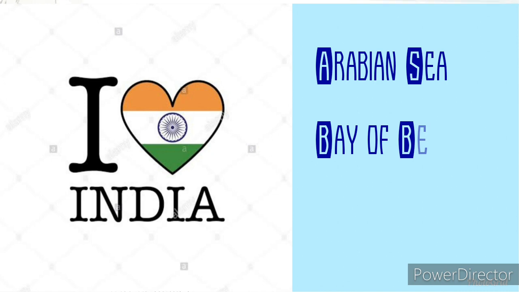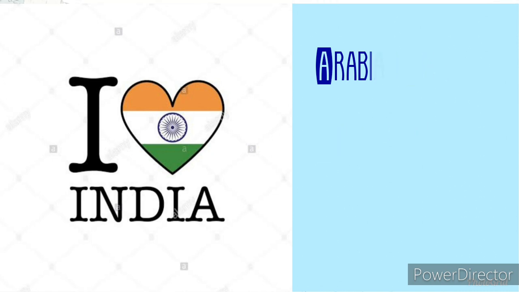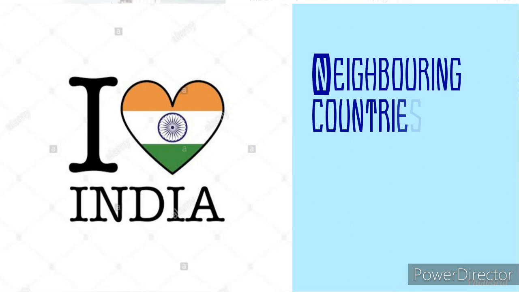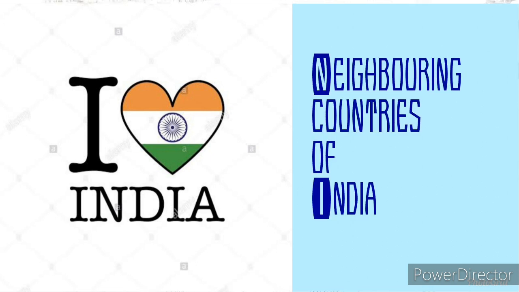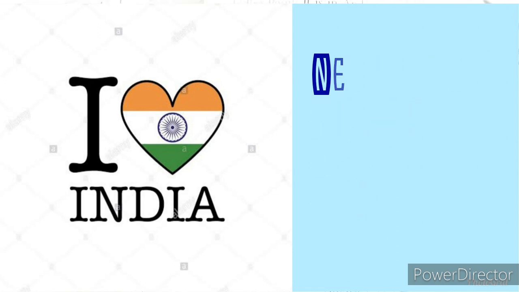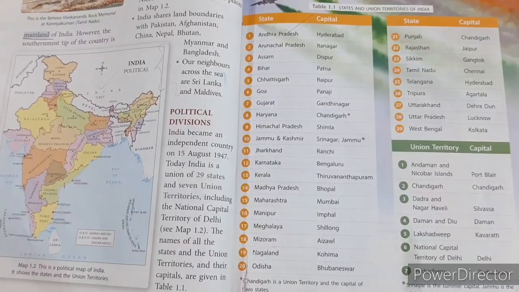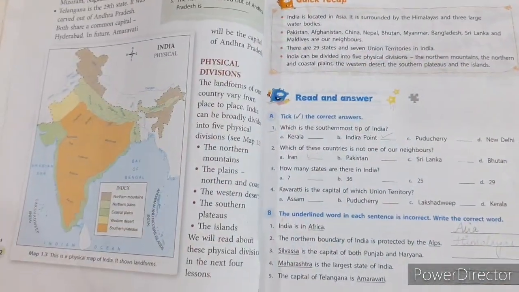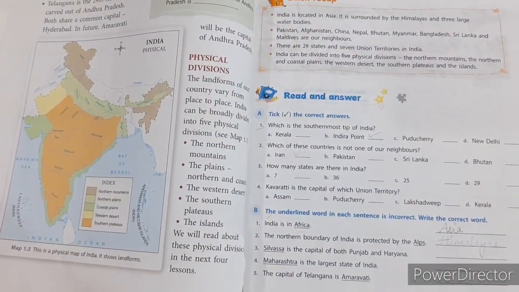Children, do you remember we also discussed the southernmost tip of the country, that's Kanyakumari? And in the end, we discussed the neighboring countries of India. That means the countries with which India shares a boundary. They are Pakistan, Afghanistan, China, Nepal, Bhutan. Now children, let's discuss the questions related to part 1 of the chapter.